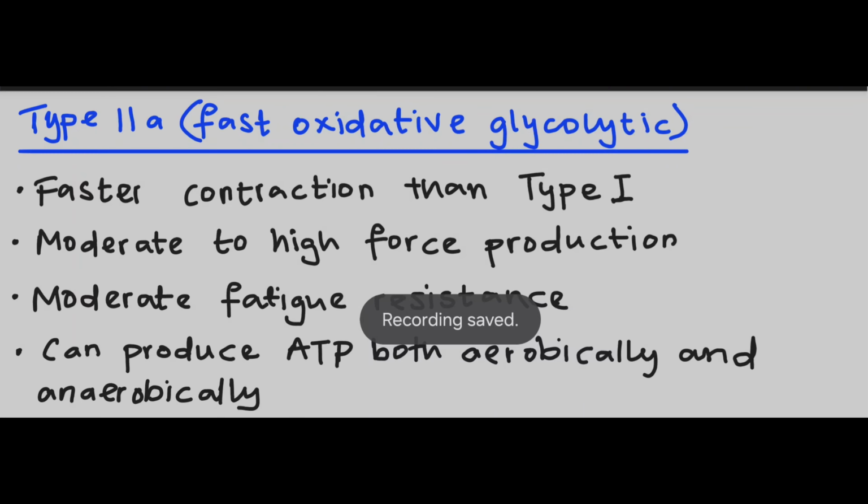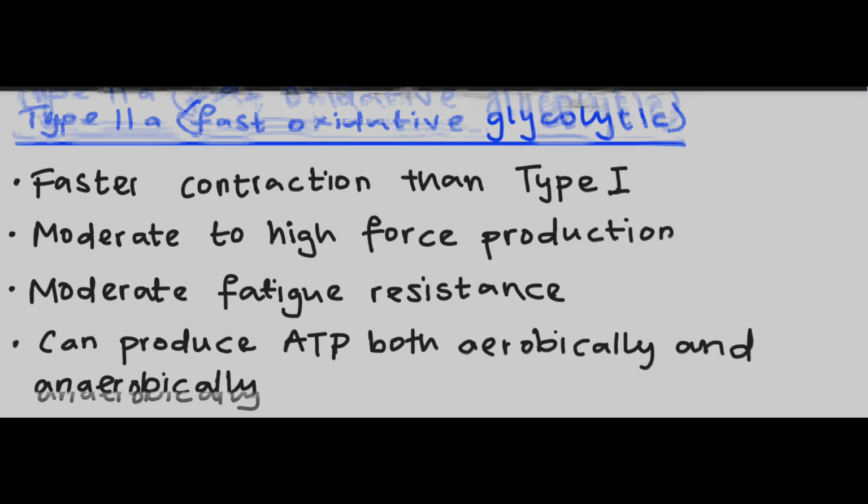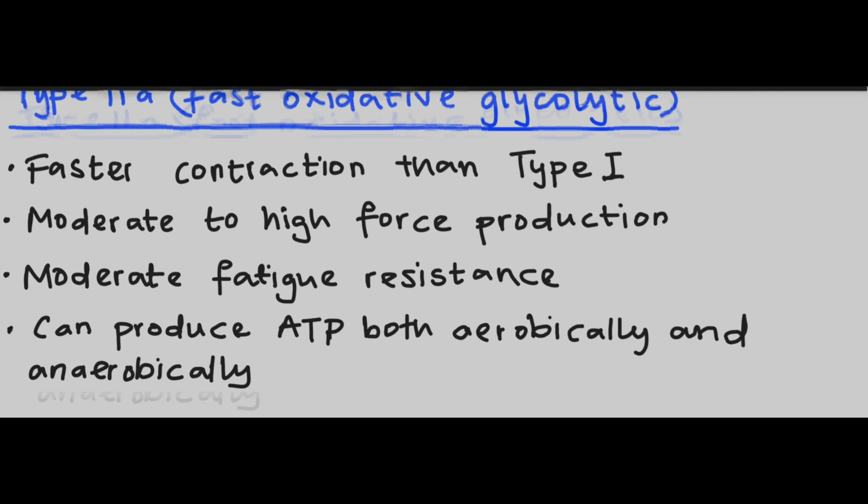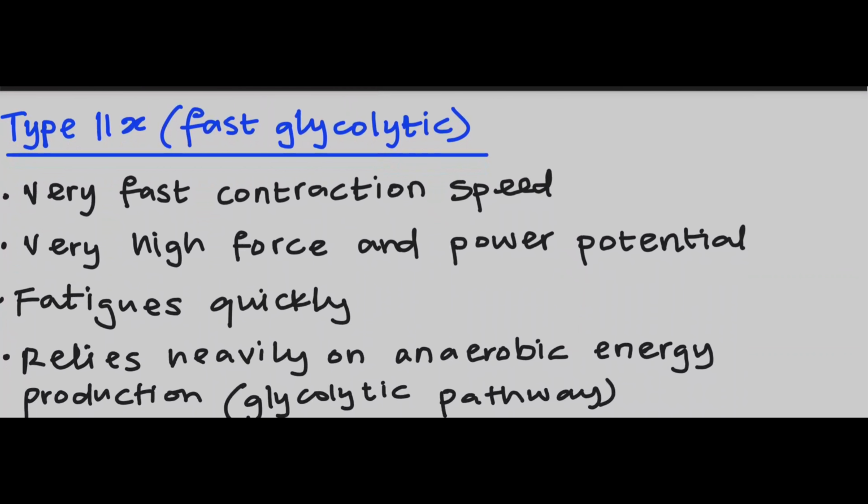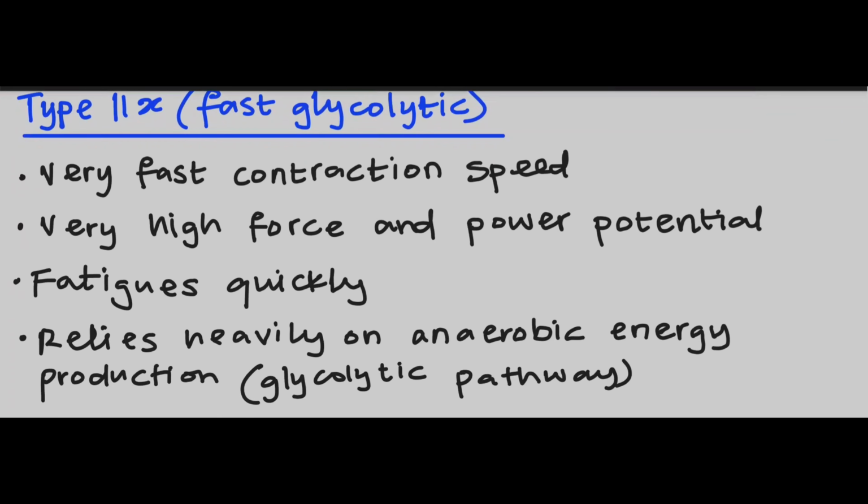Type 2A muscle fibers, fast oxidative glycolytic muscle fibers. These are their key characteristics: faster contraction than type 1 muscle fibers, moderate to high force production, fairly fatigue resistant, more than type 2X but not as fatigue resistant as type 1 muscle fibers, and they can produce energy, ATP, both aerobically and anaerobically.